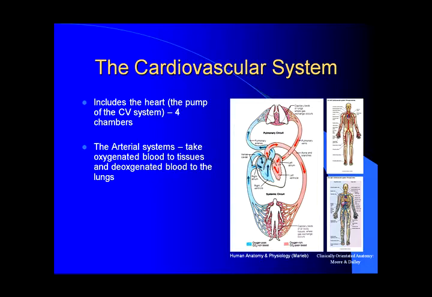We have the aorta taking blood down to the muscles, the brain, to the body in general. Here we have the pulmonary arterial system that takes deoxygenated blood around the lungs.